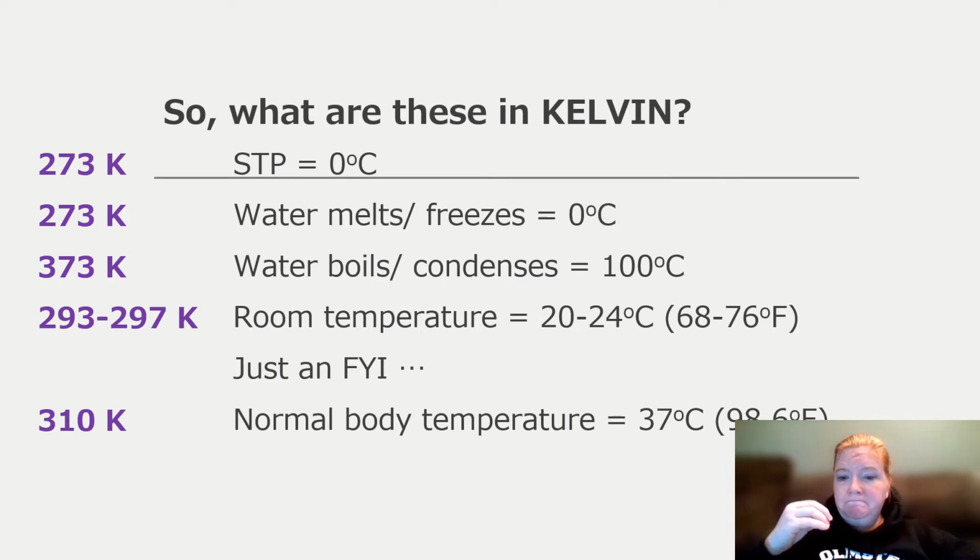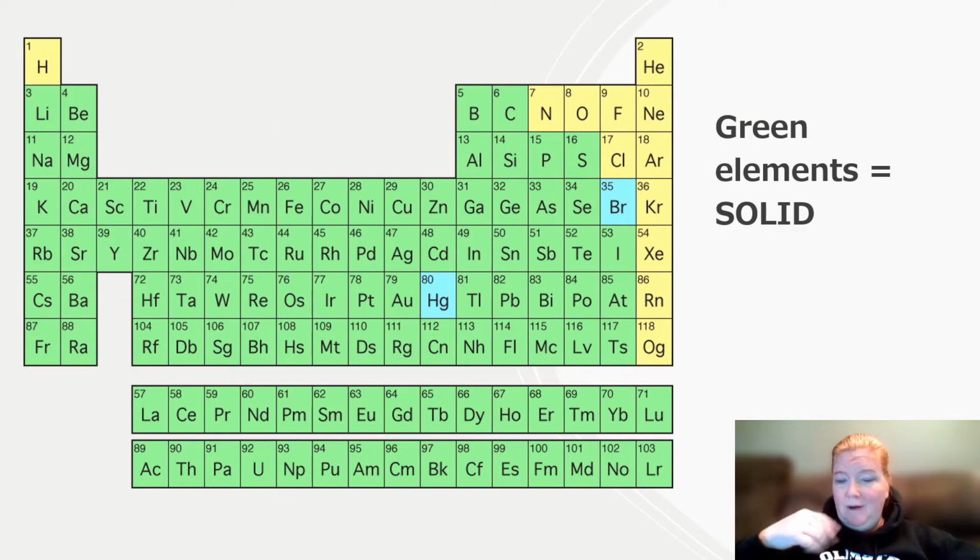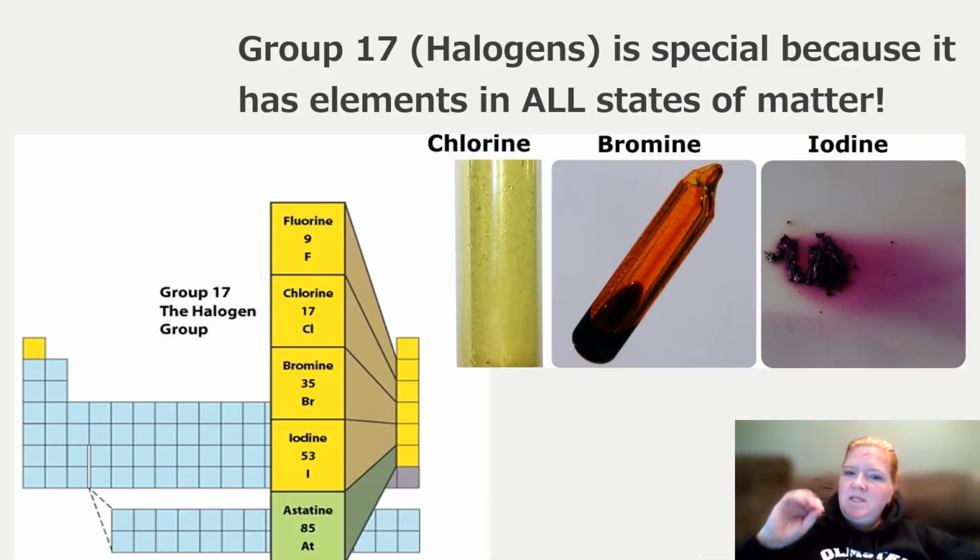Now, remember I said most of the elements on the periodic table are solids? Yeah, look, all the green ones are solids. Okay? So the yellow ones are gases, and the blue ones are liquids. Group 17, the halogens, is special because it has elements in every single state of matter. The top two are gases, bromine is a liquid, and the remaining are solids.